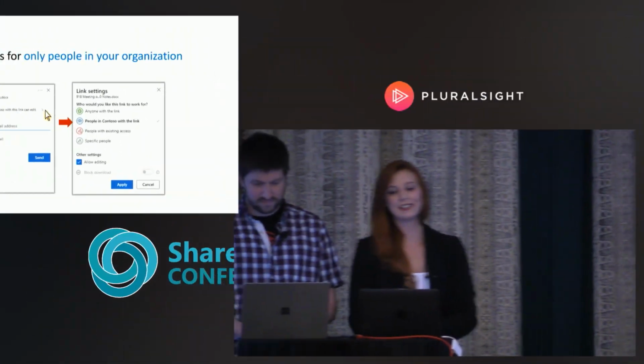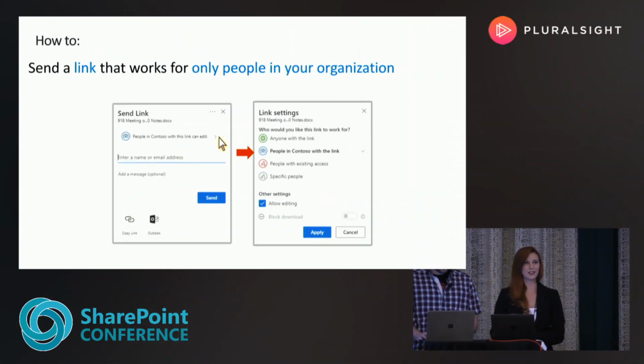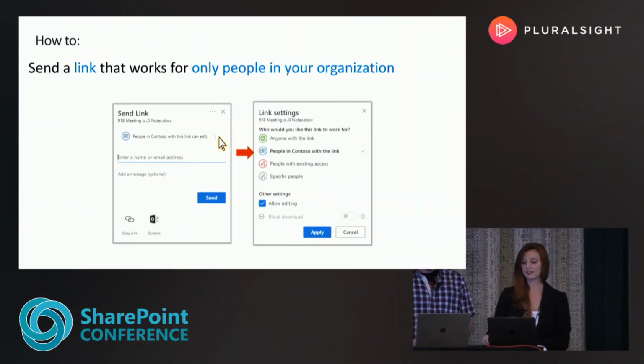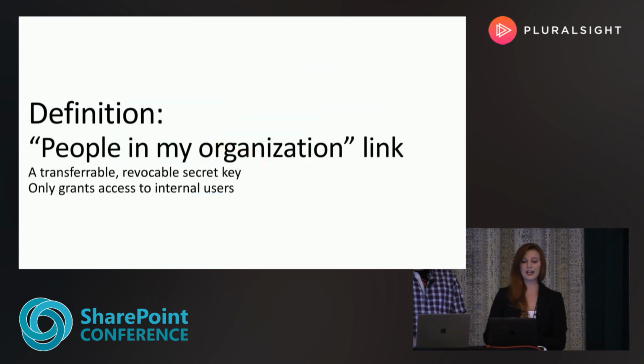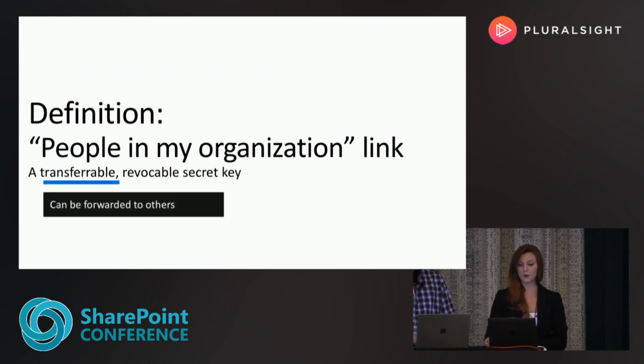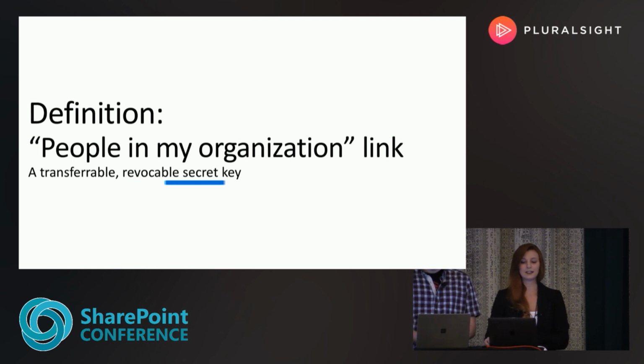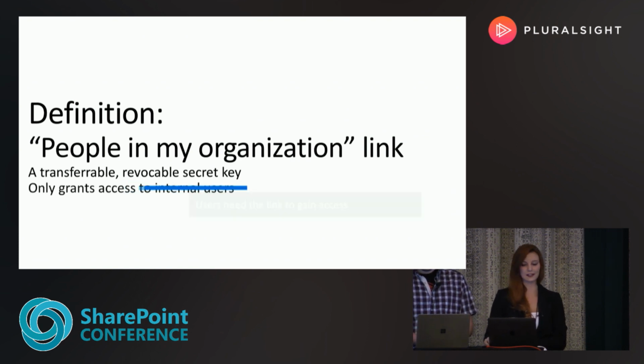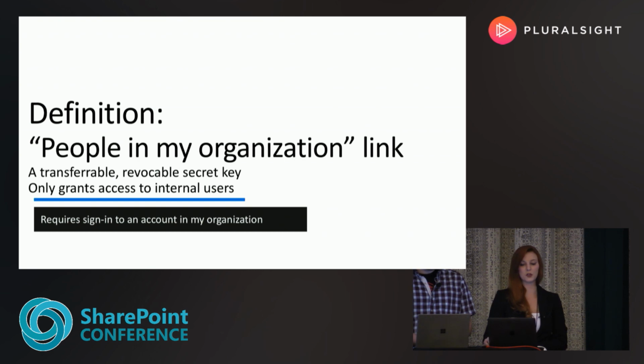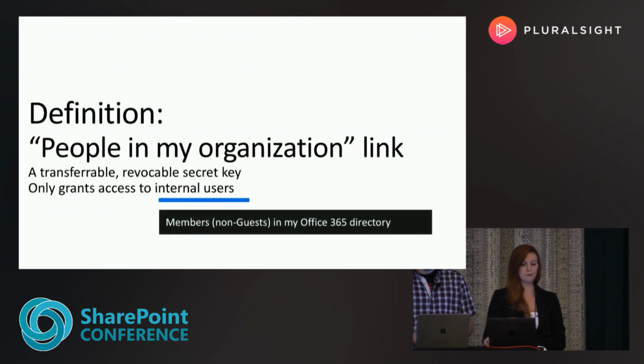Great, so as you saw, super easy to send it to people within your organization and ensure that only the intended recipients within this company will receive the link. Now, by definition, a people in my organization link is a transferable, revocable, secret key that only grants access to internal users. Again, it's transferable because it can be forwarded to others, revocable because access, of course, can be revoked at any time, secret again because you need the link to gain access, but it only grants access to internal users, and in this case, it's members in my Office 365 directory.